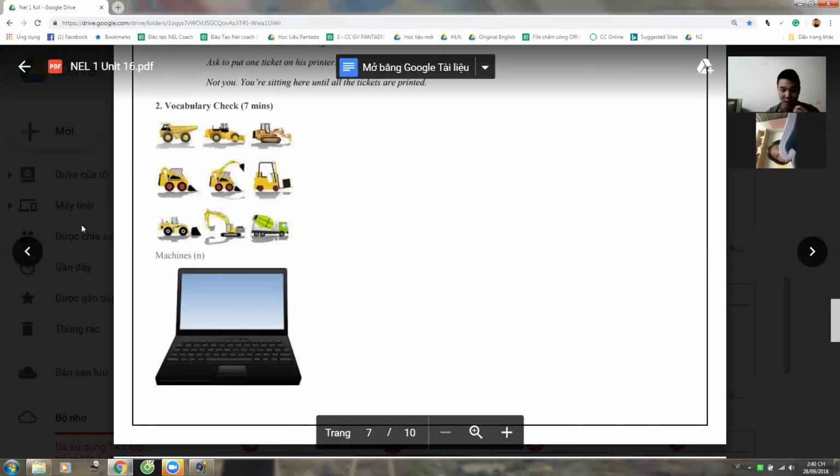And the next word is laptop. There is a laptop in the picture. There is a laptop in this picture. Yes. Okay, laptop. Do you often use a laptop? I often use the laptop.